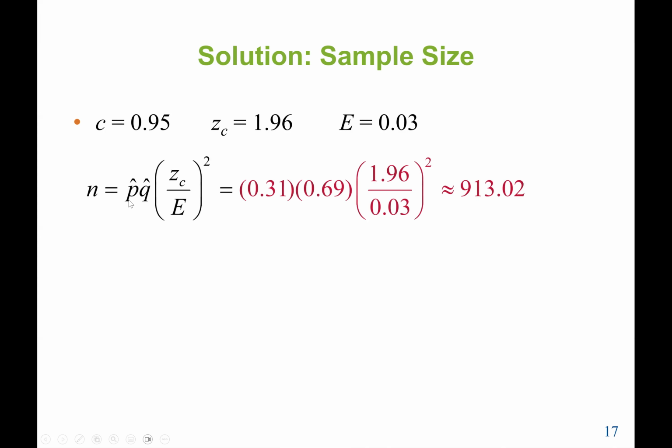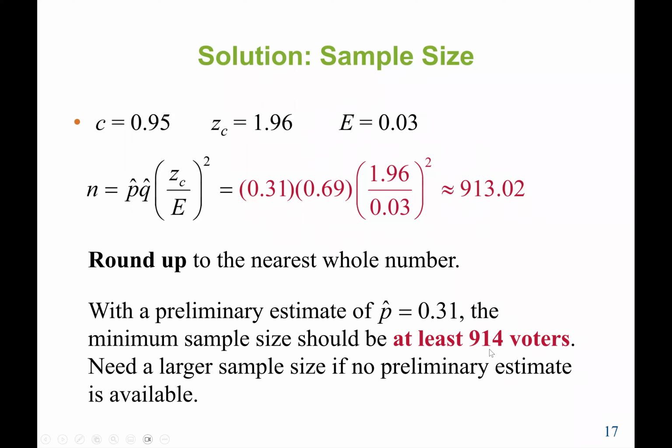So n will be the p-hat times the q-hat, which is 0.31 times 0.69, and then divided by Zc over E, where Zc is, again, for a 95% confidence interval, 1.96, and E is given to be 0.03, all squared. So if we do this arithmetic operation, we are going to get 913, which we round up to around 914 voters.